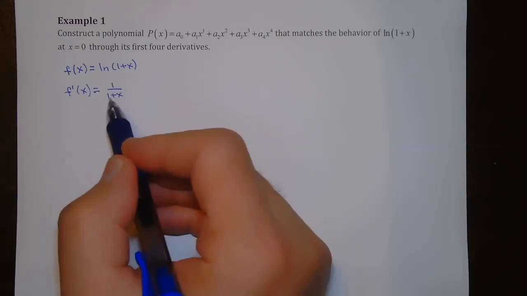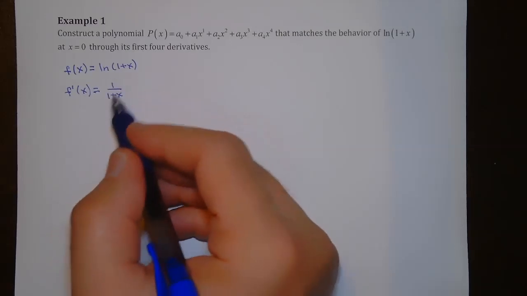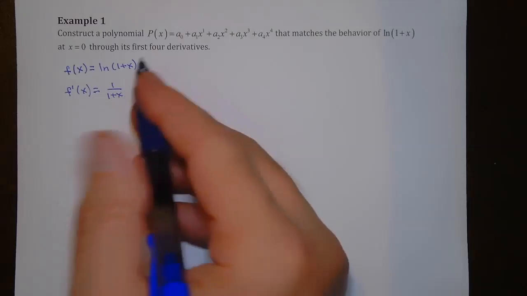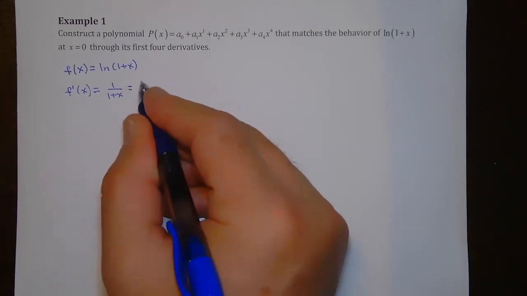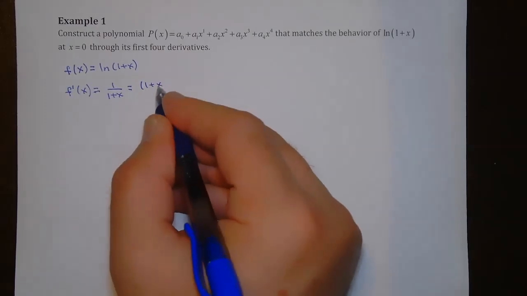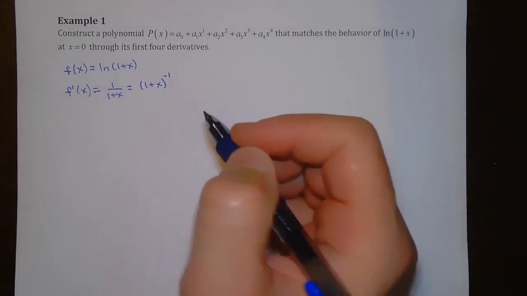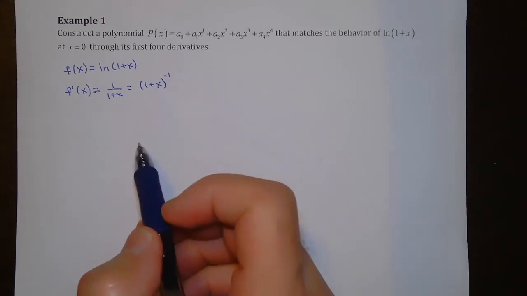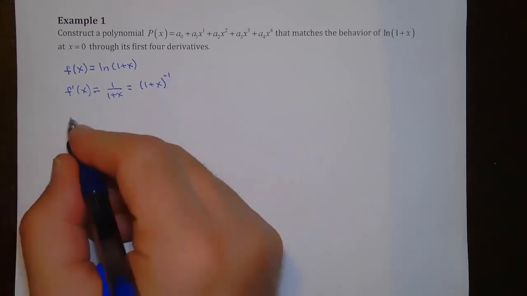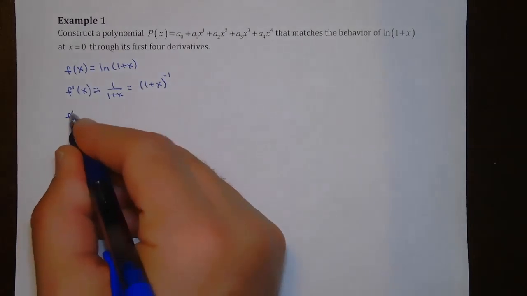Now, I'm going to rewrite this. We probably use this one if this is where we're going to stop, but this one's going to be hard to find the derivative of. So I'm going to choose to rewrite this as 1 plus x raised to the negative 1 power, and that's the same as this. It's just going to be a little bit easier to do multiple derivatives with, okay? All right, so the next one is f double prime of x.